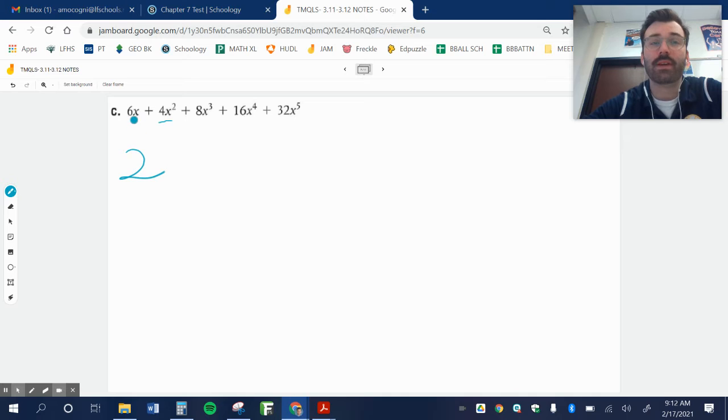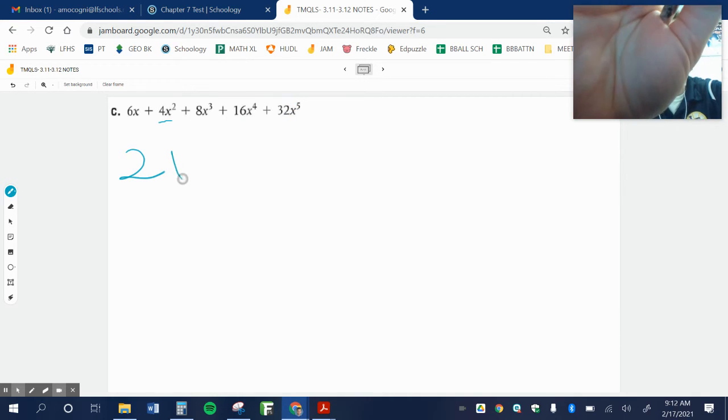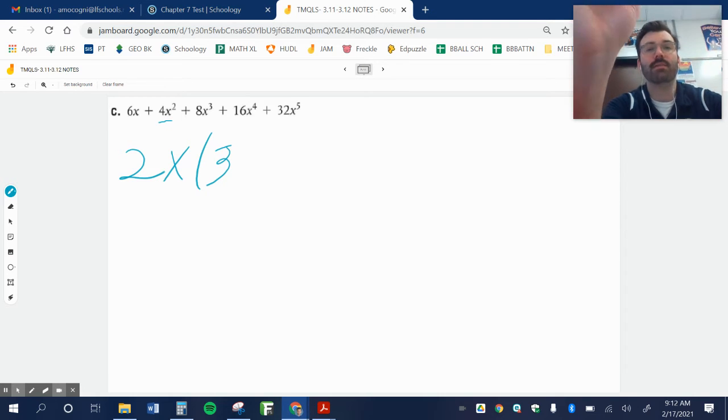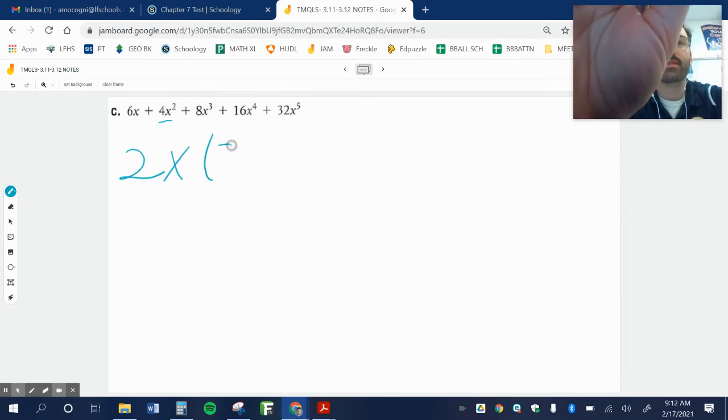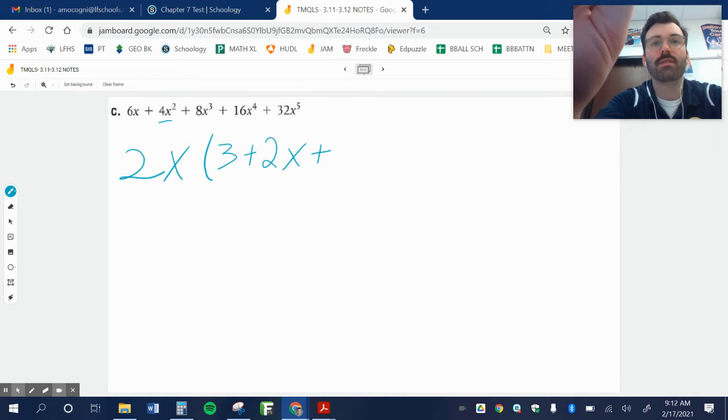If you look at your variables, I have an x squared, x to the third, x to the fourth, x to the fifth. Each term has at least one x, and then I divide. 6x divided by 2x is 3. 4x squared divided by 2x is 2x. 8x to the third divided by 2x is 4x. 16 divided by 2 is 8. I have 4 x's, I take away 1, I get x cubed. And 32.